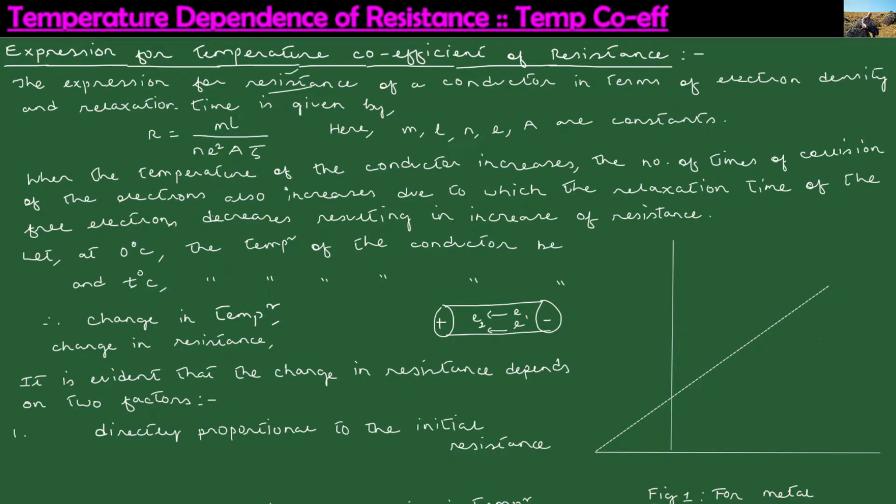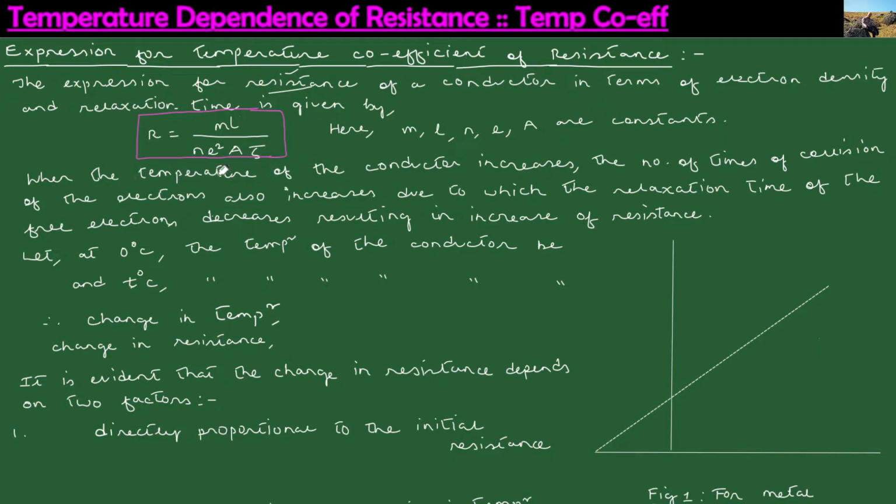In the previous discussion, we derived a relation to find the expression for resistance. The expression for resistance is given by this formula: R equals m l divided by N e square A tau, where m is the mass of the electron, L is the length of a given wire, N is the electron density, e is the charge of the electron, A is the area of cross-section of the wire, and tau is our relaxation time.